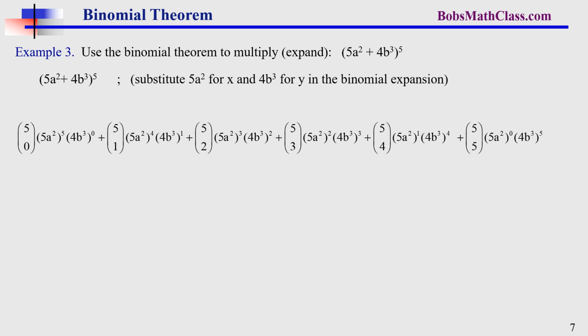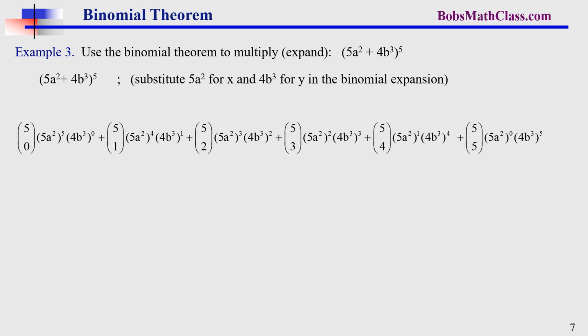So I'm not going to read the whole thing, but if you look at the pattern, the binomial coefficient is 5 choose 0, 5 choose 1, 5 choose 2, all the way until we get to 5 choose 5. And then the first term, 5a squared, is to the fifth power, then the fourth power, then the third power, all the way till you get to the 0 power. Then the second term is 4b cubed. It starts out at the 0 power, and then it increases until we get to the fifth power.